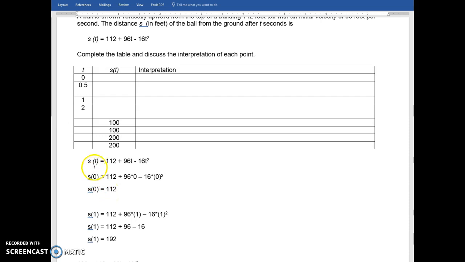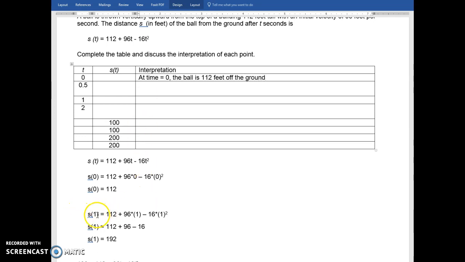So when t is 0, I have substituted it here on this line. To do the math, I substitute 0 for t everywhere on the right-hand side where I see t, and what I find is that at time 0, the ball is 112 feet off the ground. That makes sense, because if no time has elapsed, the ball is still in somebody's hand, so it is 112 feet off the ground. So that makes great sense. Again, the interpretation here is simply: at time equals 0, the ball is 112 feet off the ground. That would be sufficient for the interpretation here.